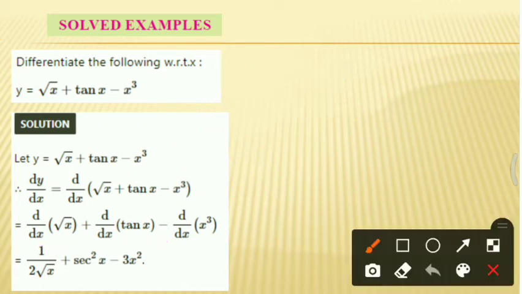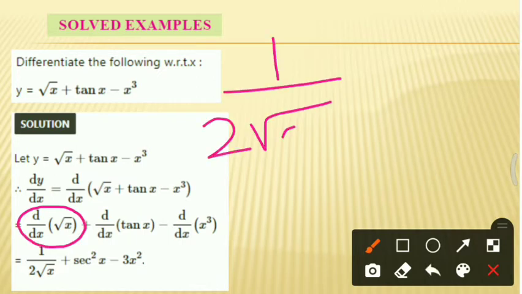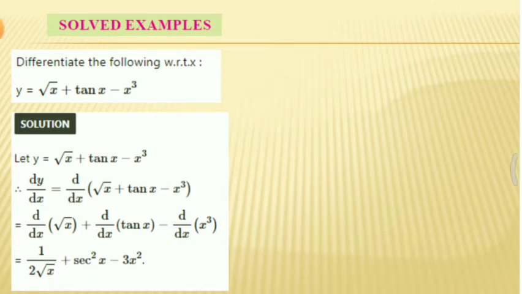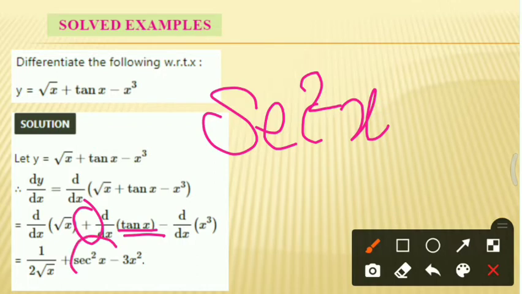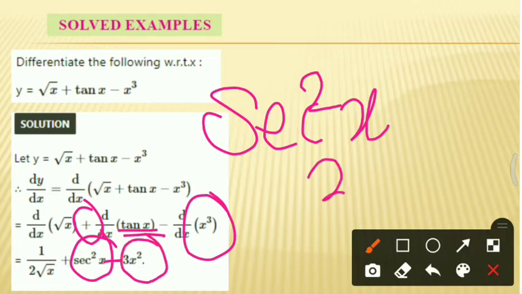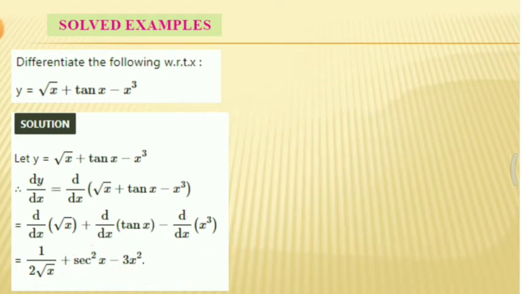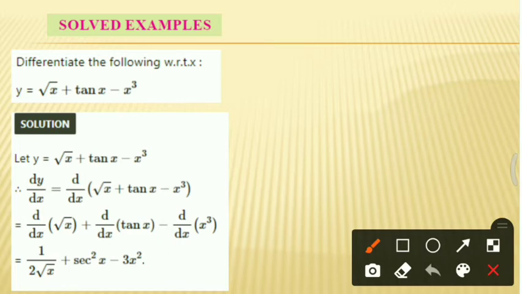Now we know that derivative of root x is 1 upon 2 root x. Therefore, the term here is 1 upon 2 root x plus as it is, d by dx of tan x is, we know that derivative of tan x is sec square x. So here is sec square x minus as it is, minus carry करायचा आहे, and derivative of x cube is 3x square. Hence the final solution of this example is 1 upon 2 root x plus sec square x minus 3x square.